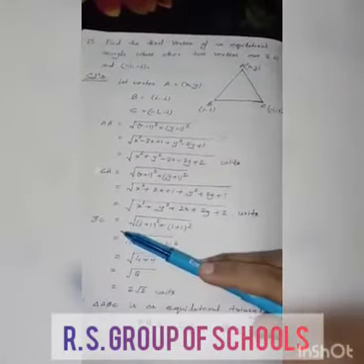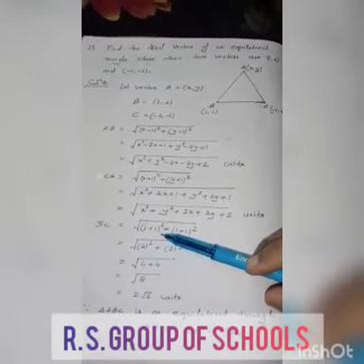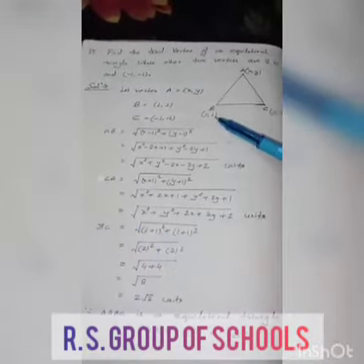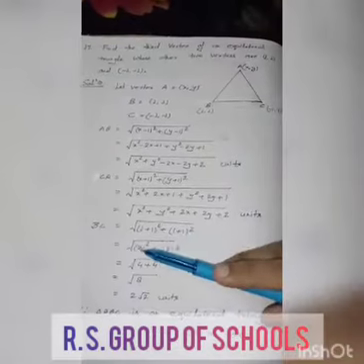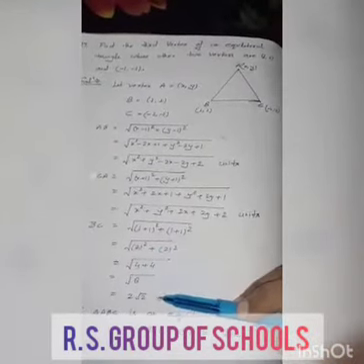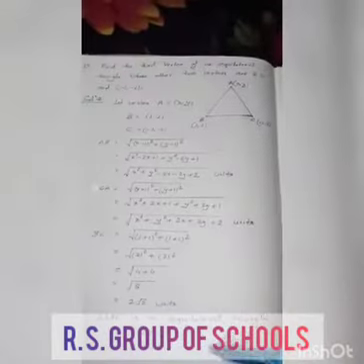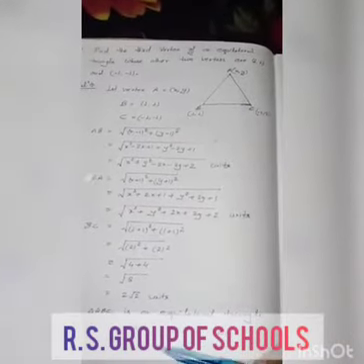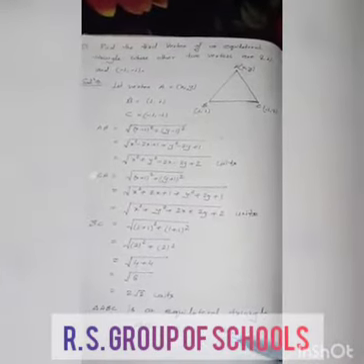Now we find BC, which is √[(1 + 1)² + (1 + 1)²], which is equal to √(2² + 2²), that is √(4 + 4) = √8, equal to 2√2. Hence triangle ABC is an equilateral triangle, so AB equals CA equals BC.